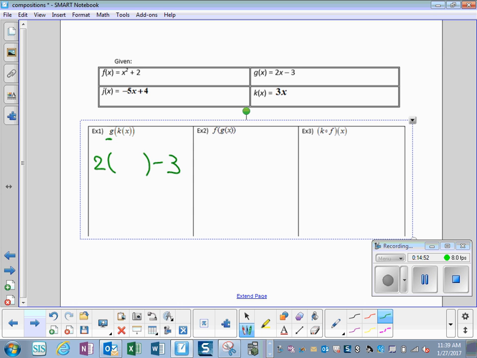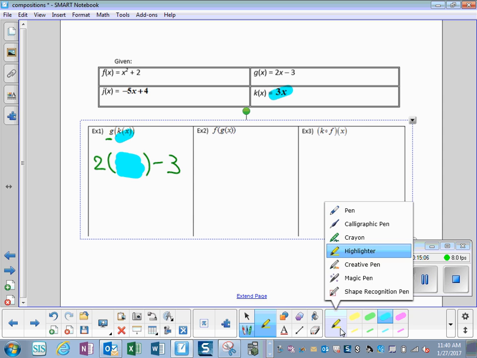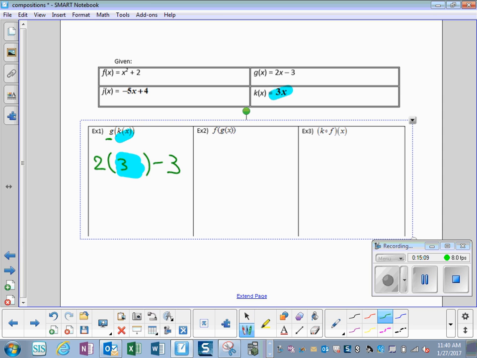Right, so what happened to my x? My x, right here, is replaced with k of x. So I will take this expression for k of x and I will put it here inside instead of my original variable. So what I'm copying here is 3x. And now I can simplify this and get the answer. So 2 times 3x is what? 6x minus 3. And that's my final answer. See what happened?